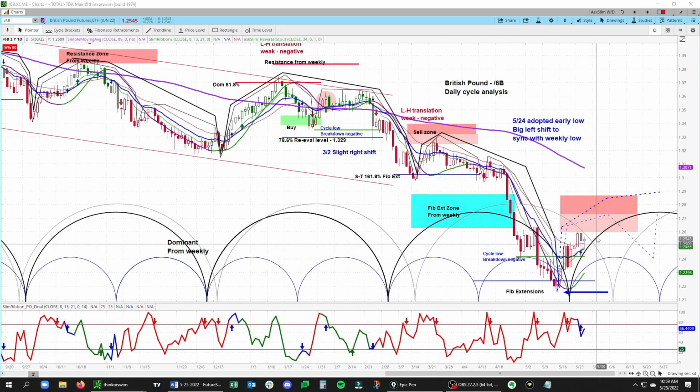So we do want to see that turn positive, form a flag, and then we'll be watching for a long trade idea here as well in the British pound. So very interesting analysis here, and certainly one we have on our radar.